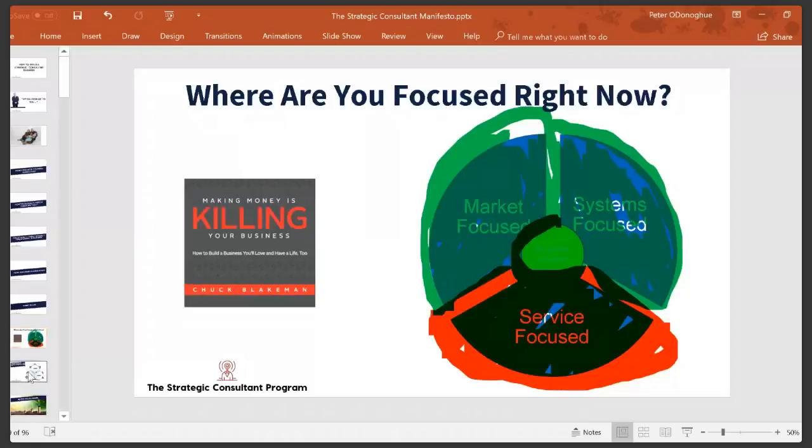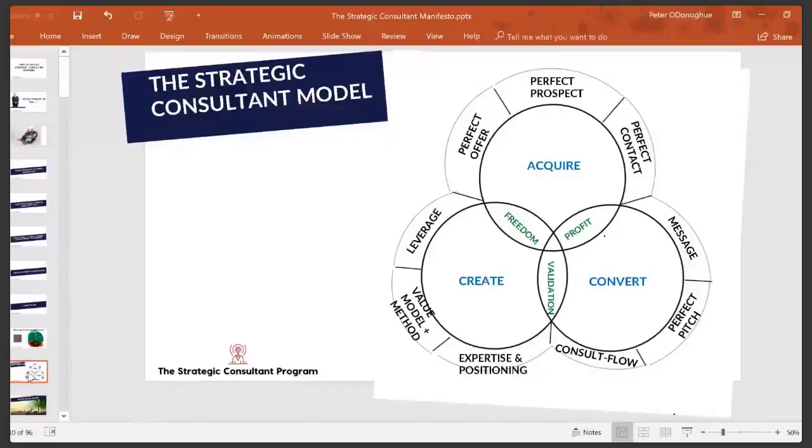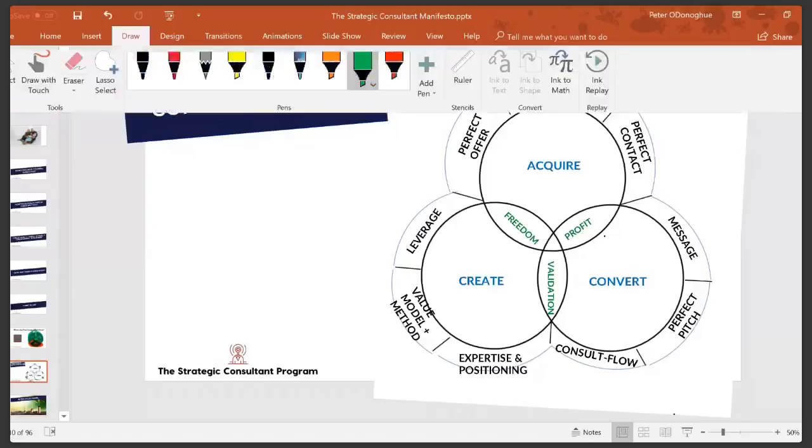I'm going to give away the crown jewels right up front, if you like. So here is the strategic consultant model. This is the model that I discussed, the promise of the whole webinar. This is the model that I work with all my one-to-one consulting clients, and I've brought this down now into one of the key programs that I offer. I work with my clients on a red, amber, green when we look at these. So let's have a look.